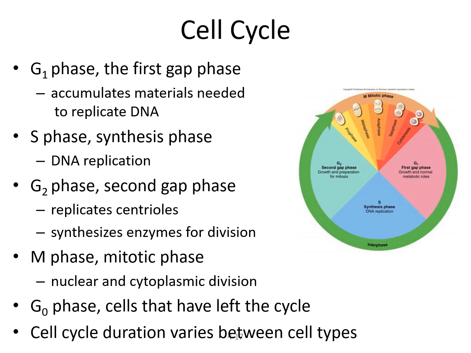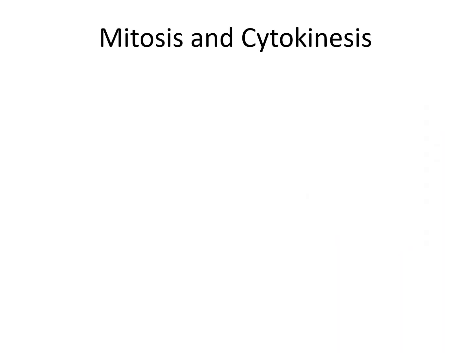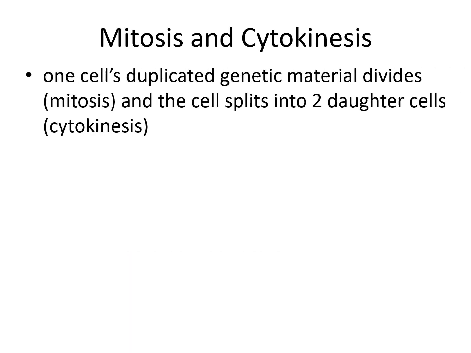So a mature neuron, for example, that's why we can have injuries resulting in paralysis, because those cells can't just replace themselves via mitosis. So this is kind of like a little pie chart here that shows a typical cell cycle: G1 phase, synthesis phase, G2 phase, and then mitotic phase.